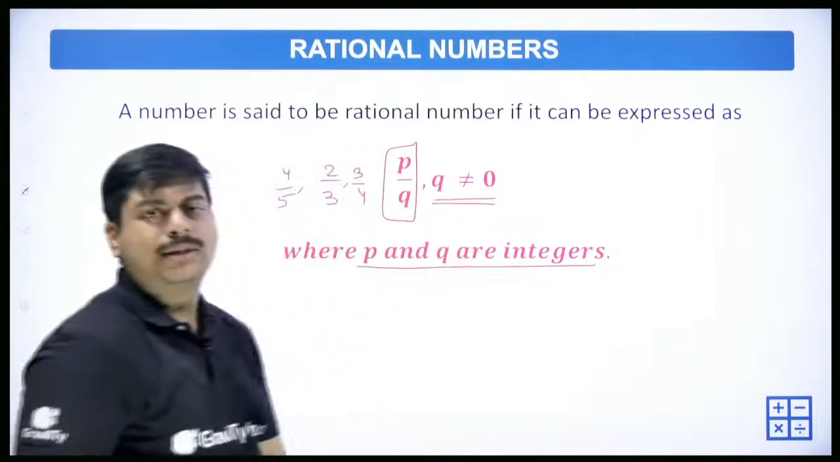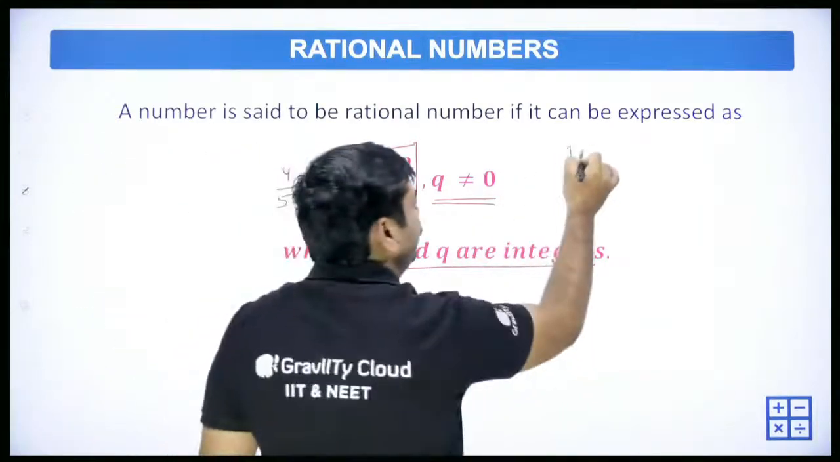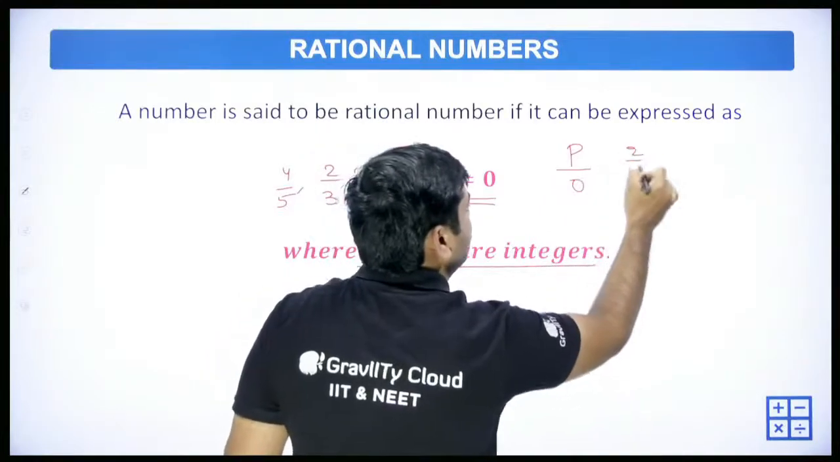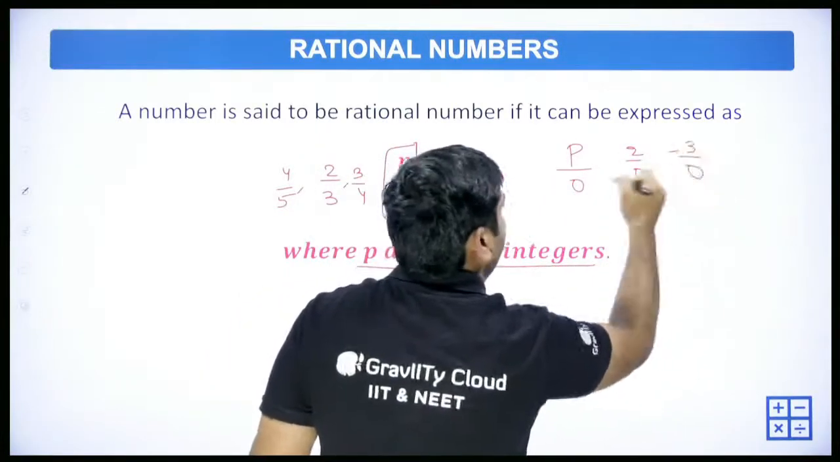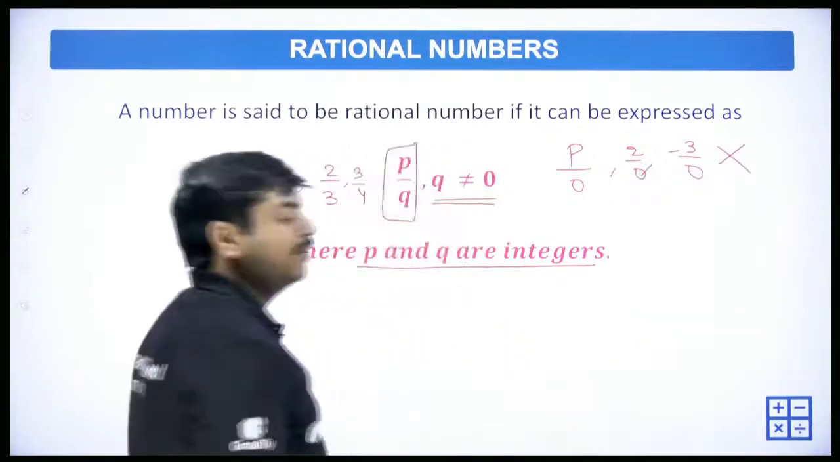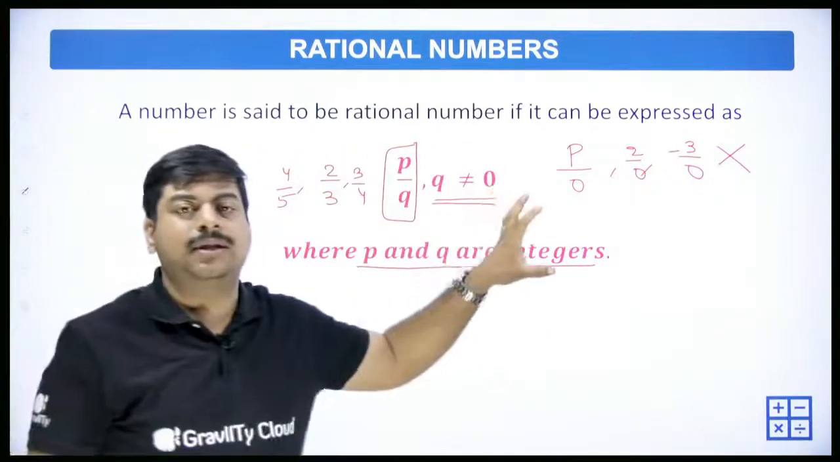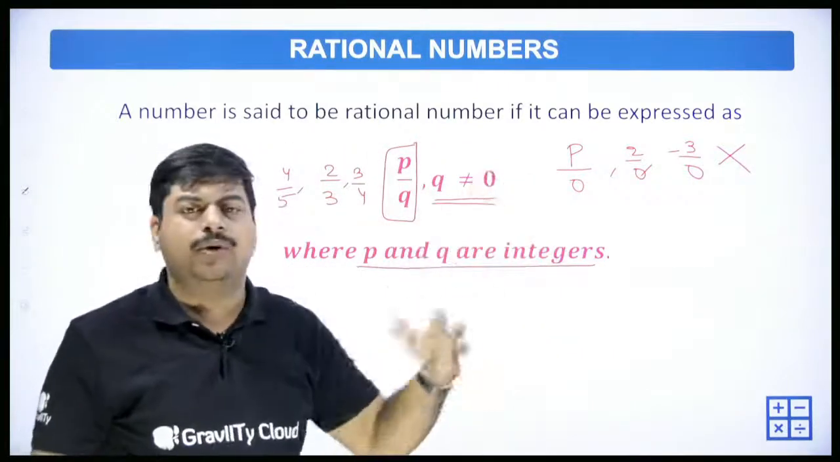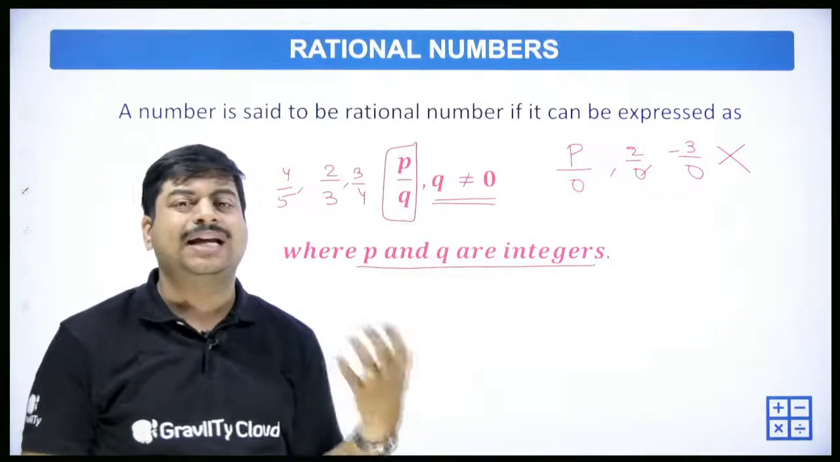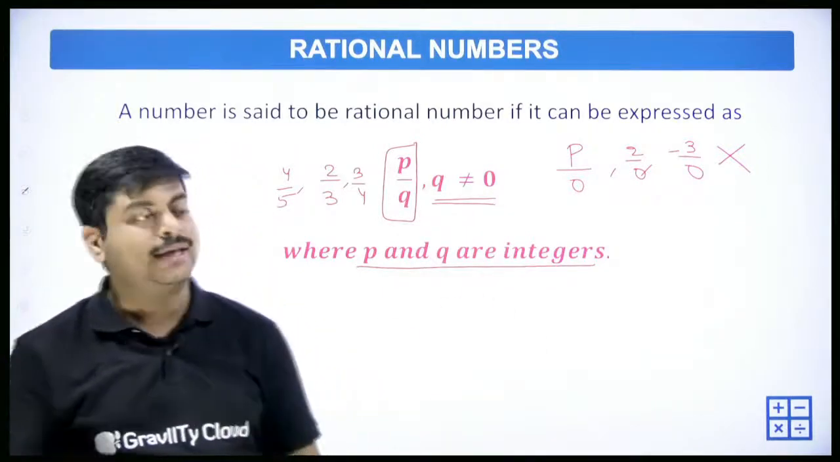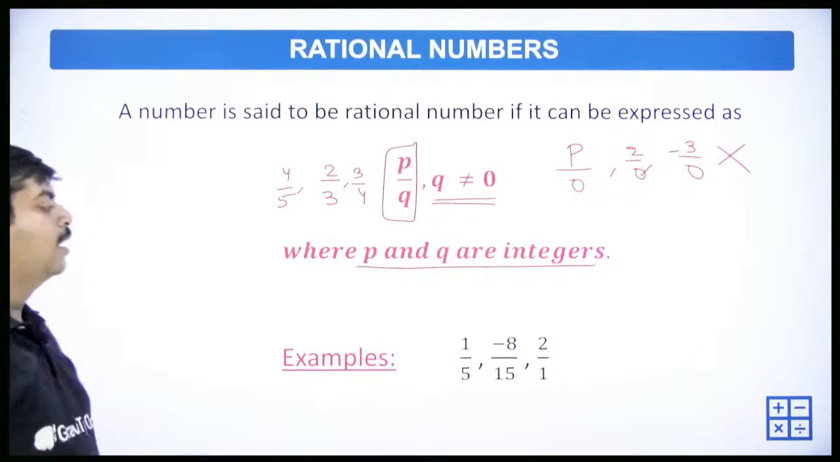What will happen if Q is 0? It will be like P by 0, like 2 by 0, minus 3 by 0. Division by zero is never defined. These are undefined numbers. What is the value of 1 by 0? We don't know. What is the value of 3 by 0? We don't know. These are undefined numbers. Right? So let's move forward to the next one.